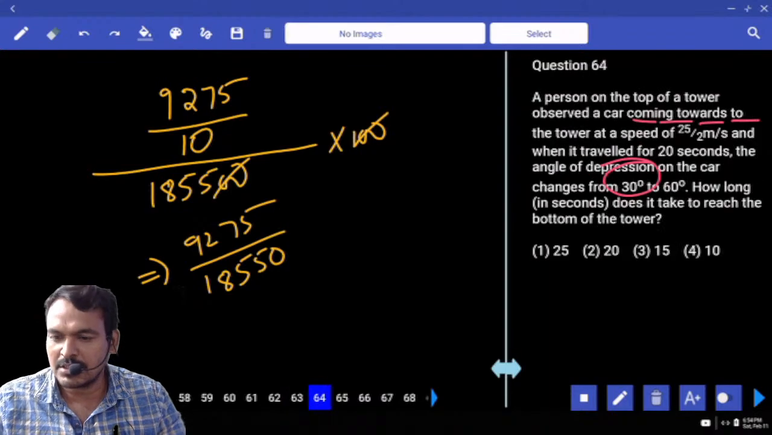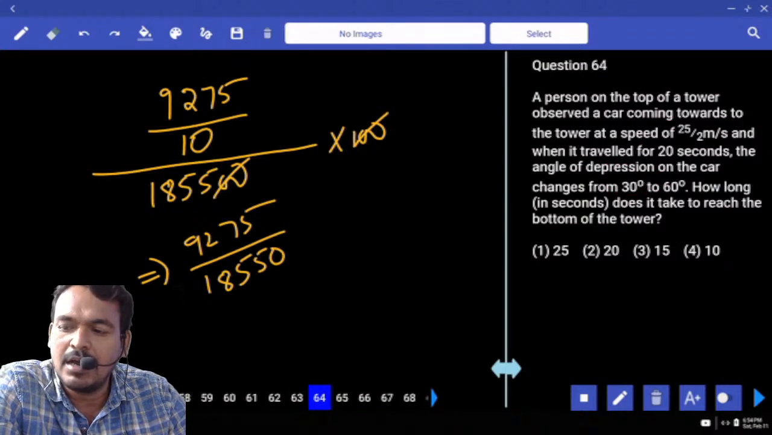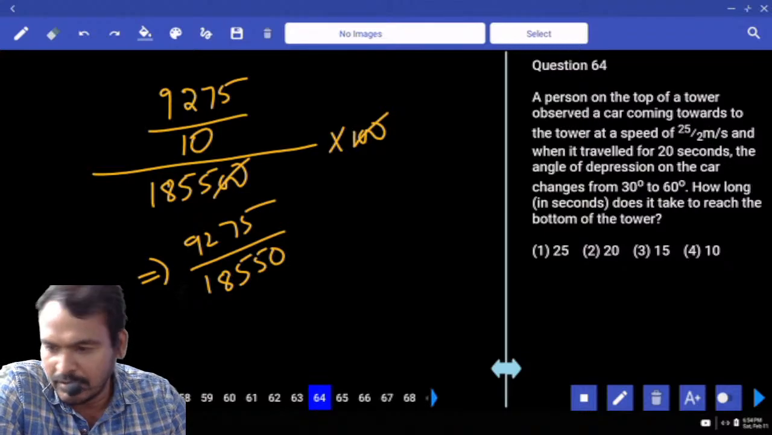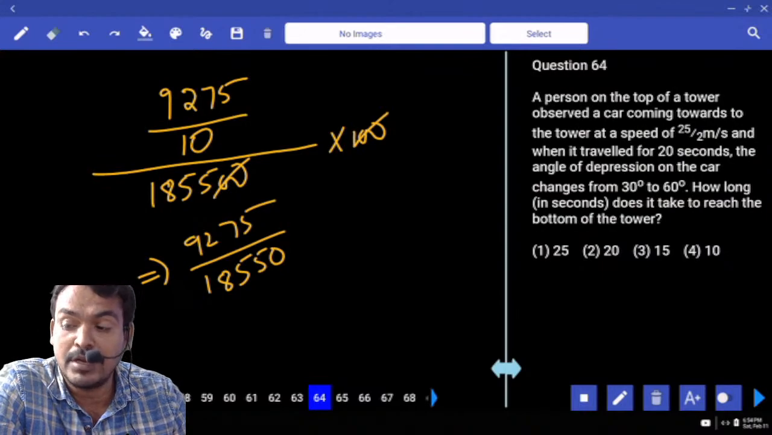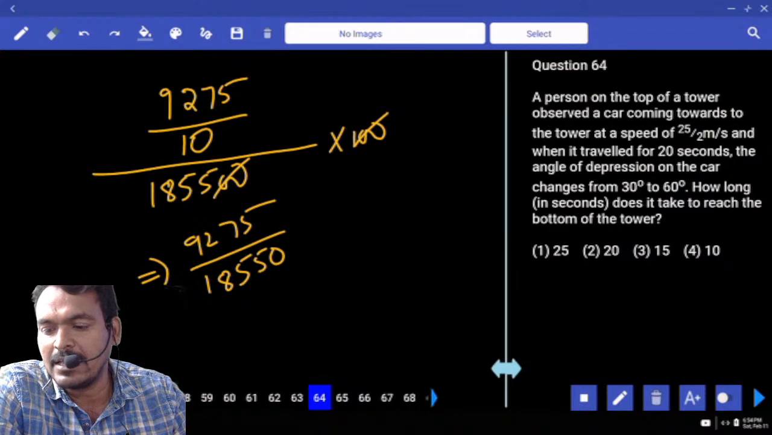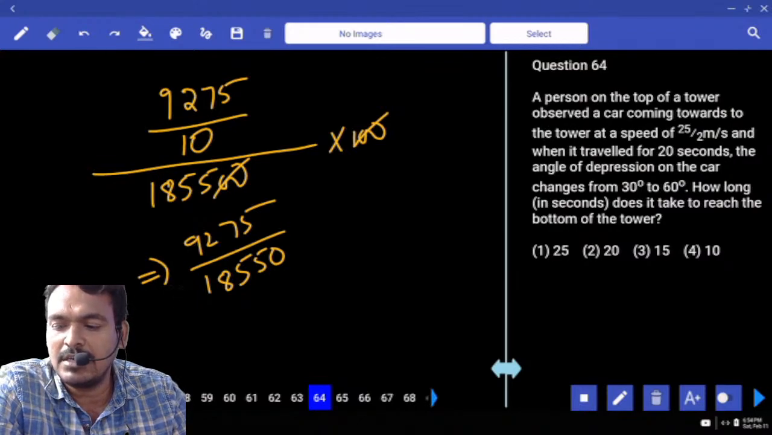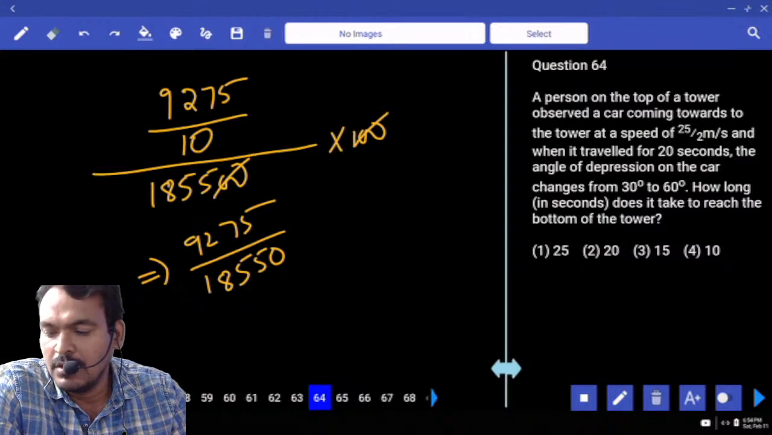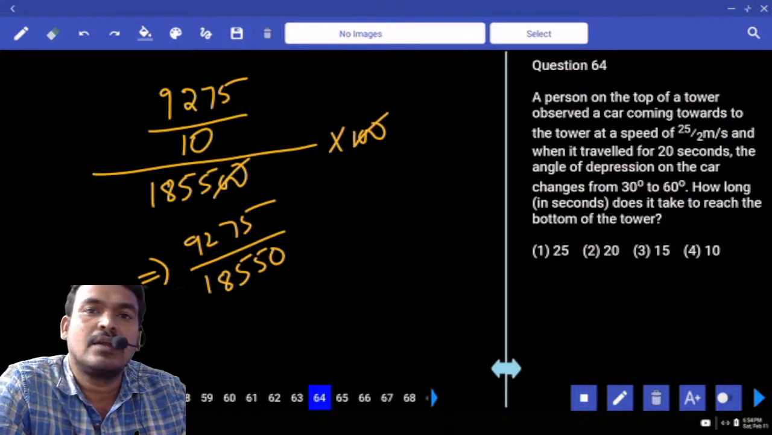Next question number 64. A person on the top of a tower observed a car coming towards the tower at a speed of 25 by 2 meter per second. And when it traveled for 20 seconds, the angle of depression on the car changes from 30 degrees to 60 degrees. How long in seconds does it take to reach the bottom of the tower?